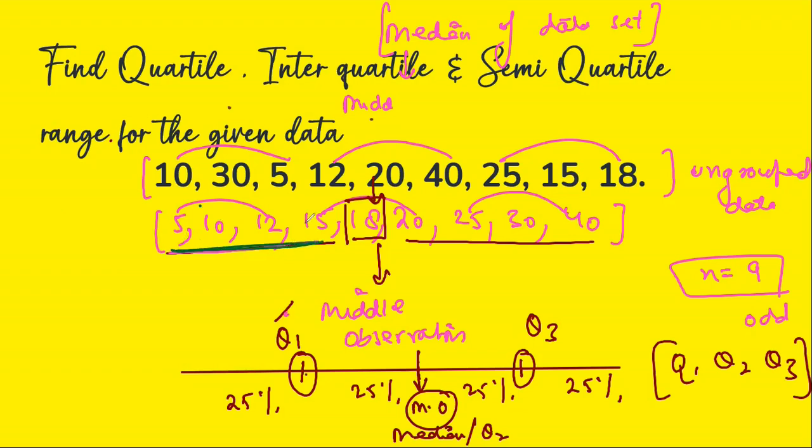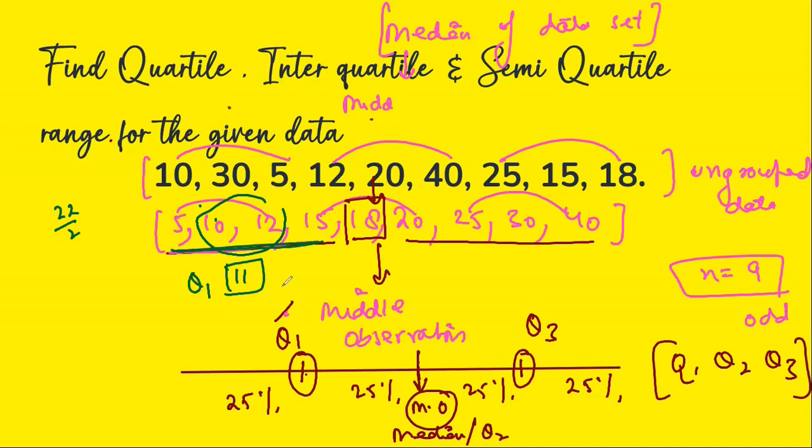So what we do in that case, when the data set is even, is take the 2 middle values, add them and divide by 2. That means we find the average of them. So 10 plus 12 is how much? 22, and 22 by 2 is 11. First add, then divide by 2. So this is Q1.